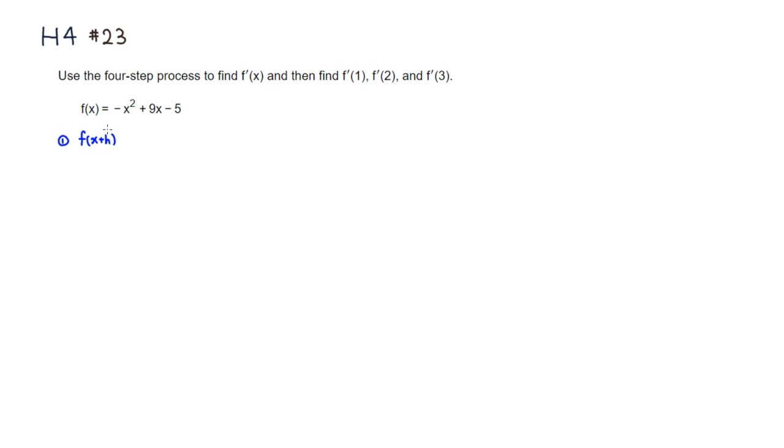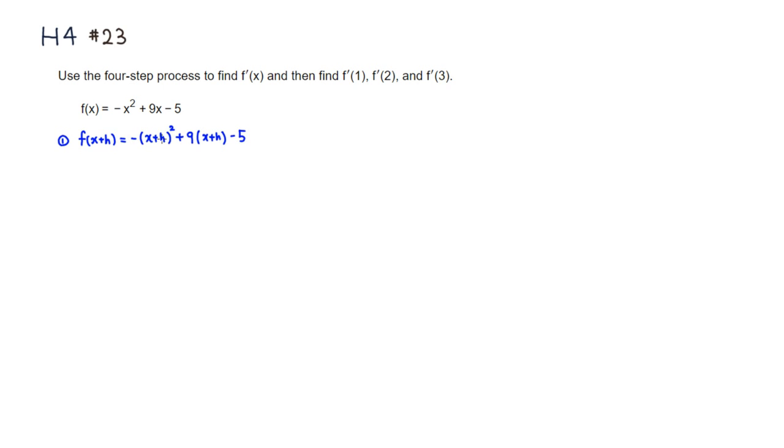So every time you see x, we replace it with x plus h. We have a negative sign and an x, so instead we put x plus h, so it gets squared. Plus we have 9, then we see x, so we put x plus h there. Then minus 5. So that's that.